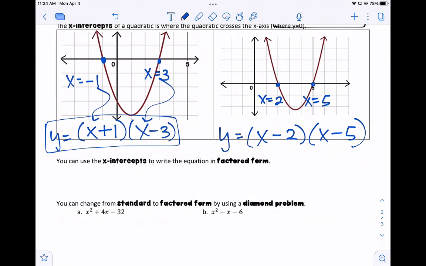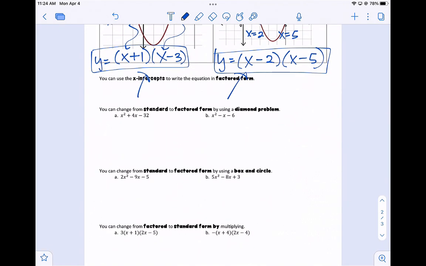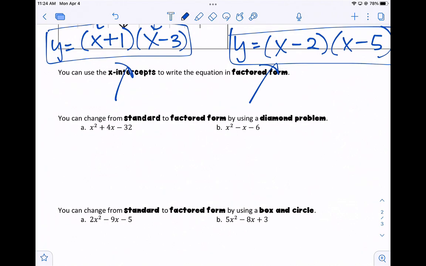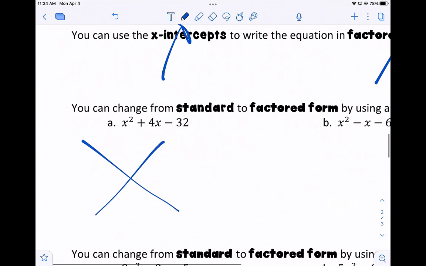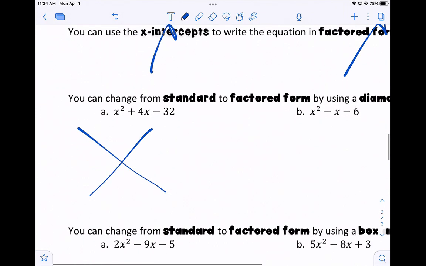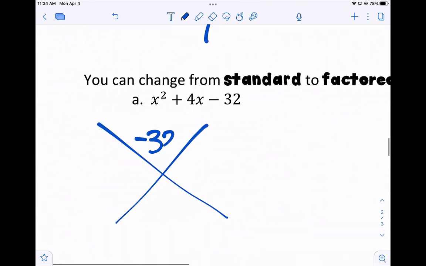Okay, so that's what I did here. Wrote it in factored form. This is factored form. And then this next part is, you can change from standard form to factored form by using a diamond problem. So for this one, if we want to put it into factored form, with the parentheses, we'll put our negative 32 on top and our 4 on the bottom, and we want two numbers that multiply to negative 32 that add to 4.